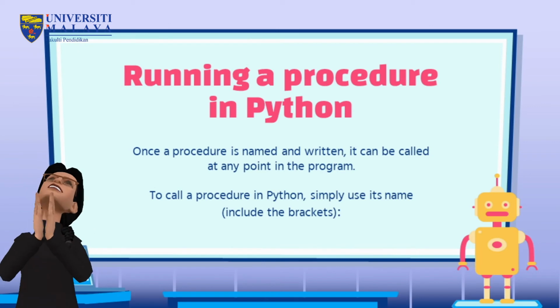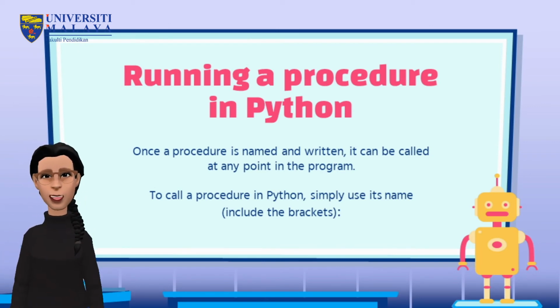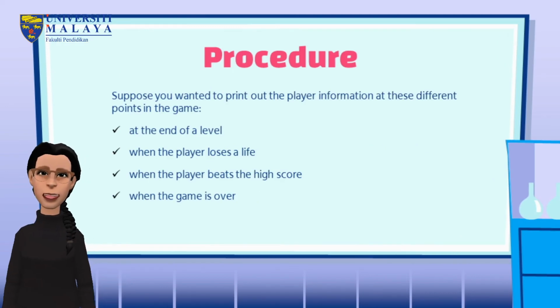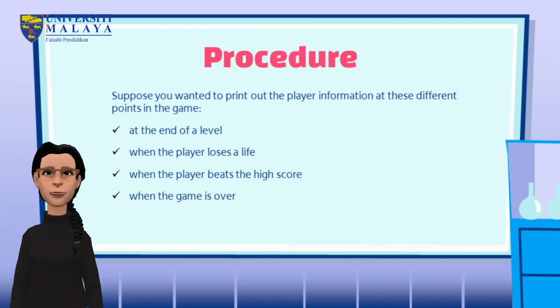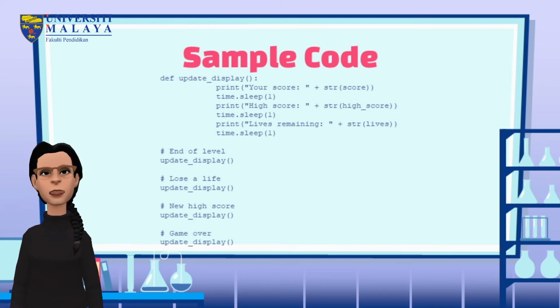Once a procedure is named and written, it can be called at any point in the program. Calling a procedure means running it. Suppose you wanted to print out player information at the end of a level, when the player loses a life, when the player beats the high score, and when the game is over. Each time you needed to print out the player information, you could simply call the procedure.